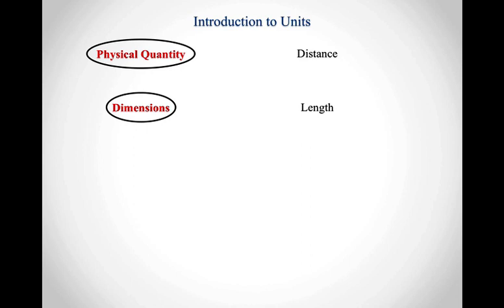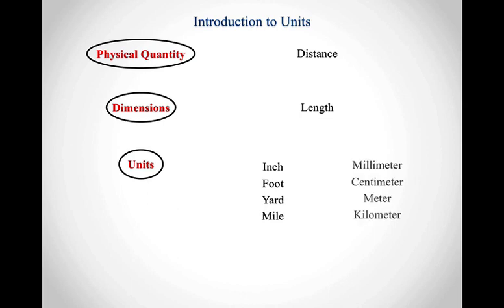Now, when I report a length, I can report a length using a wide array of different units. So I could choose to report a length using inches, feet, yard, miles. I could use millimeters, centimeters, meters, kilometers, right? And this is just an incredibly small subset of all the possible units I could use to describe a particular length, right?